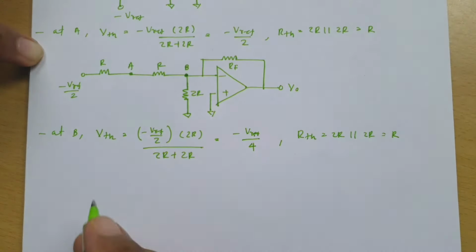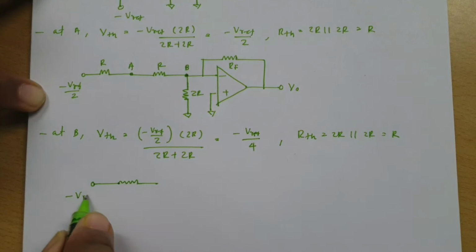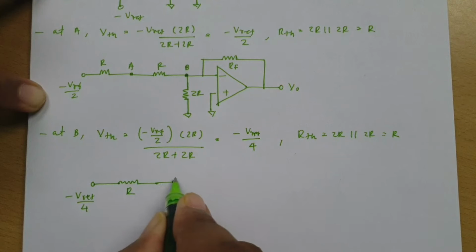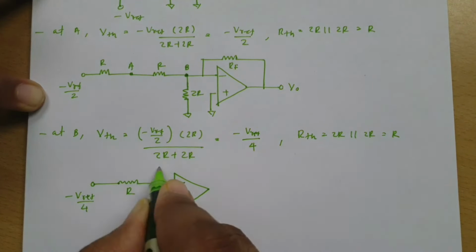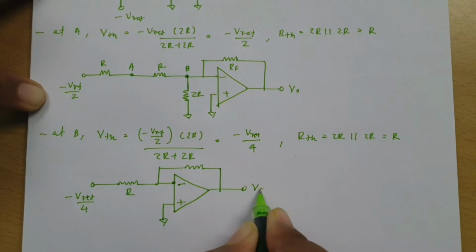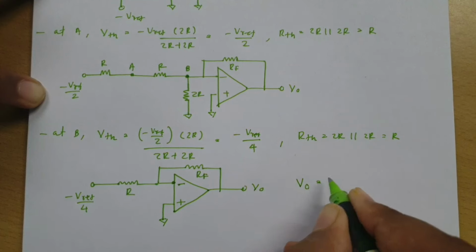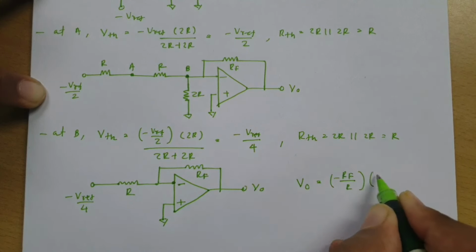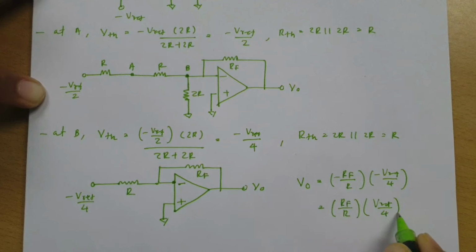So as per this, at this terminal B, if I redraw this Thevenin's equivalent, then the Thevenin's equivalent voltage is minus V reference by 4. This is RTH, that is R, and this is my terminal B, right? And that I am connecting with the non-inverting terminal, and here we have feedback resistance RF. So now based on this we can have the output voltage V0. Now you can clearly observe that is minus RF by R into minus V reference by 4. So we can say this is RF by R into V reference by 4.